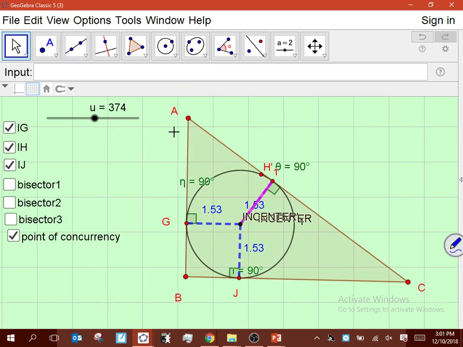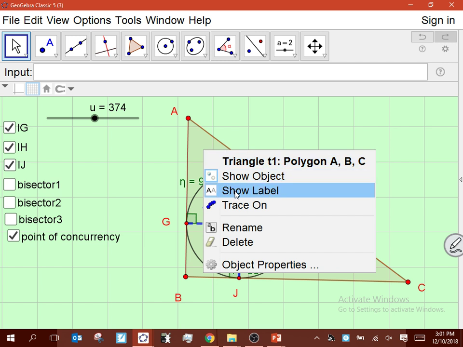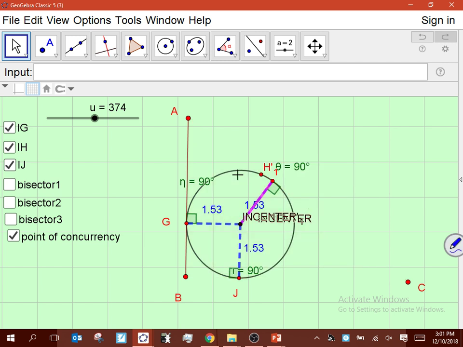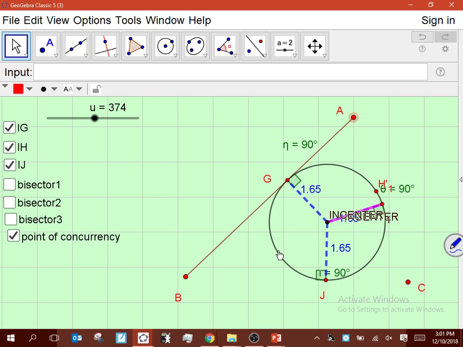First one, if I were to just show you that information there, and just looking at the circle and that line AB, okay? How many times does the circle touch line AB, or how many times does line AB touch the circle? Just one time, right at G, correct?